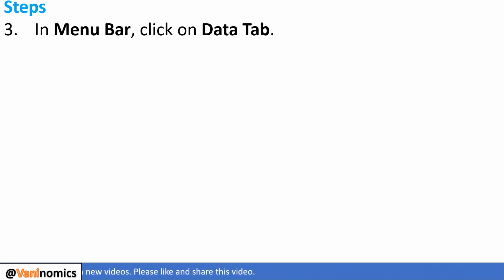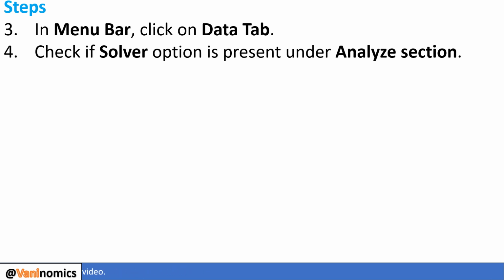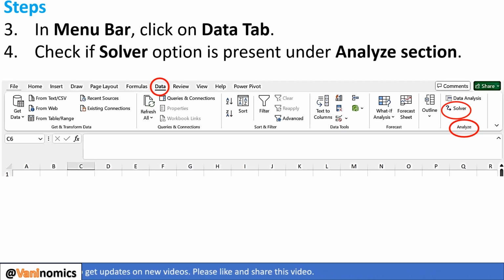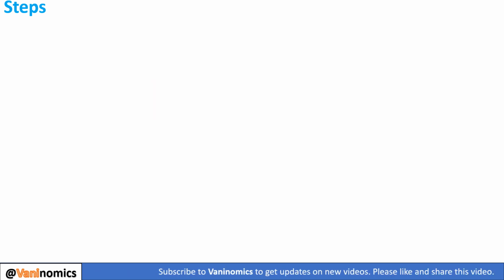Then next, in menu bar, click on Data tab. Check if Solver option is present under Analyze section, and here you see that in the menu bar there is something called Data tab. In this tab there is Analyze section and there is something called as Solver option. In my case it is activated, but we'll also see what if it is not activated. In your case, what should you do?